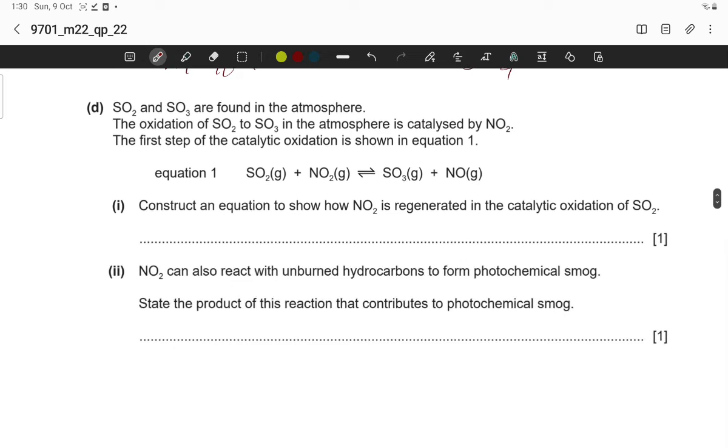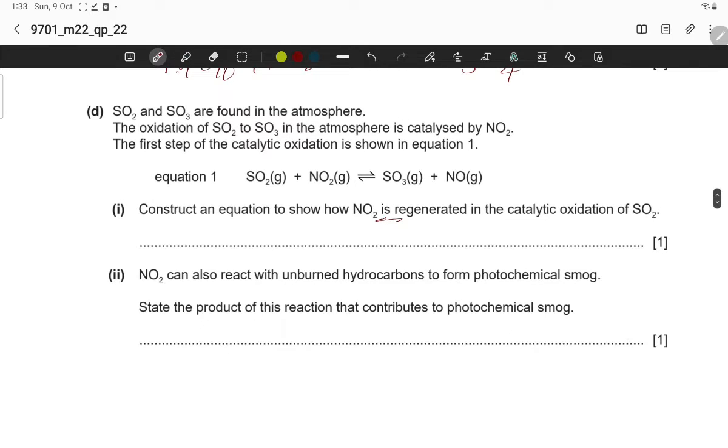Sulfur dioxide and sulfur trioxide are found in the atmosphere. Equation 1 is sulfur dioxide plus nitrogen dioxide to form sulfur trioxide and nitrogen monoxide. Construct an equation to show how nitrogen dioxide is regenerated in the catalytic oxidation of sulfur dioxide.